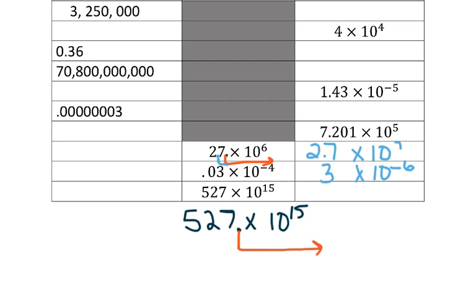In order for this to be in scientific notation, I need to put the decimal point between the 5 and the 2, so it's 5.27. I am multiplying by 10 to a power, and the power was 15 here, but I needed to move it 2 more times to put it in scientific notation. So 2 more times would be 10 to the 17th power. So it's 5.27 times 10 to the 17th power. We will be doing more practice with that, if need be.